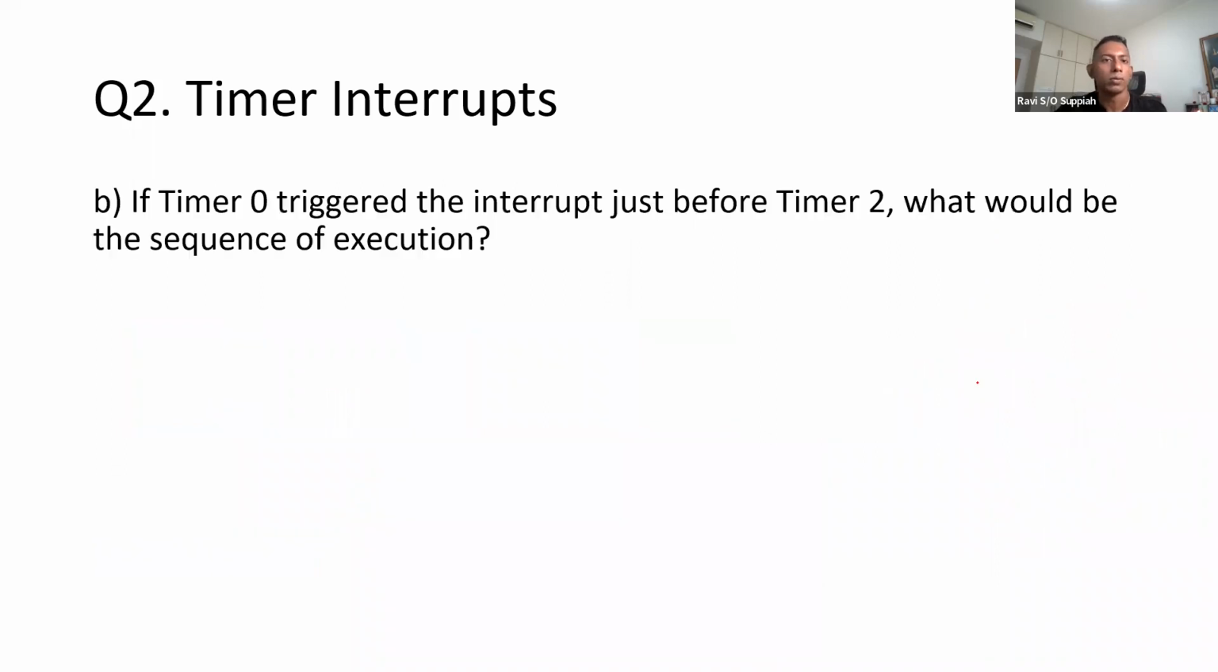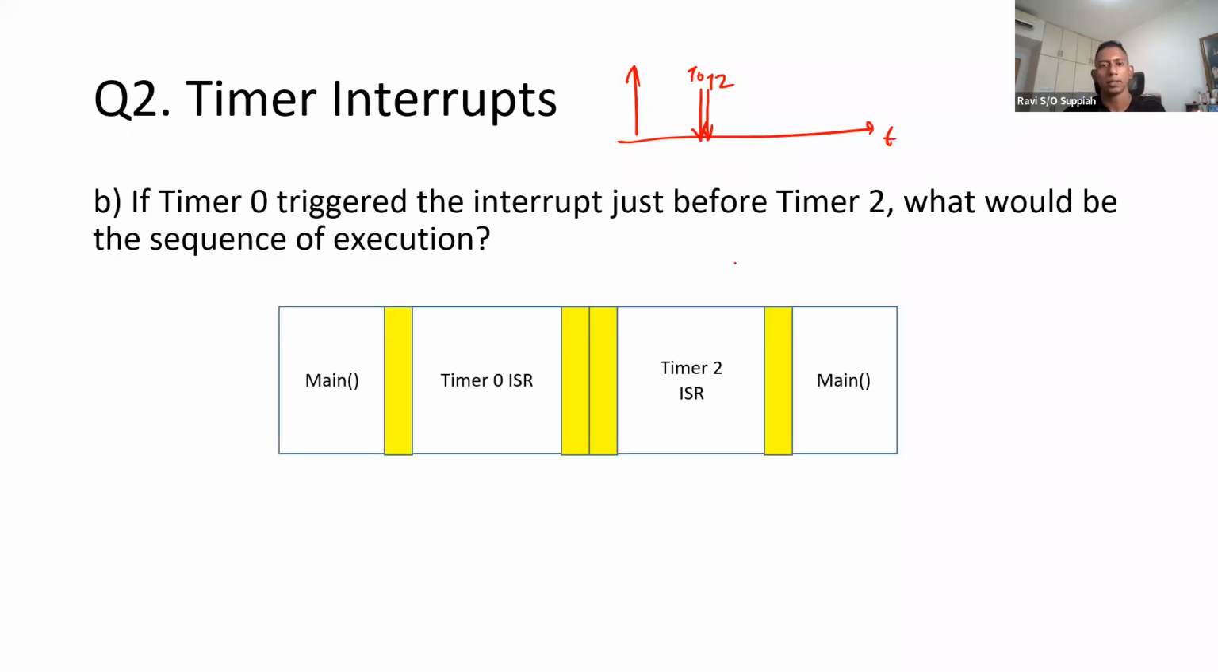Now if timer 0 triggered the interrupt just before timer 2, so in this case, if I were to draw the timeline, at this particular time here, timer 0 happened, and just immediately after that is where timer 2 came in. So very close, but just before timer 2, timer 0 came in. Then the sequence would be timer 0 will run first, followed by timer 2, because in terms of time, timer 0 came in first, right? The interrupt was triggered first, so timer 0 will execute first, followed by timer 2.